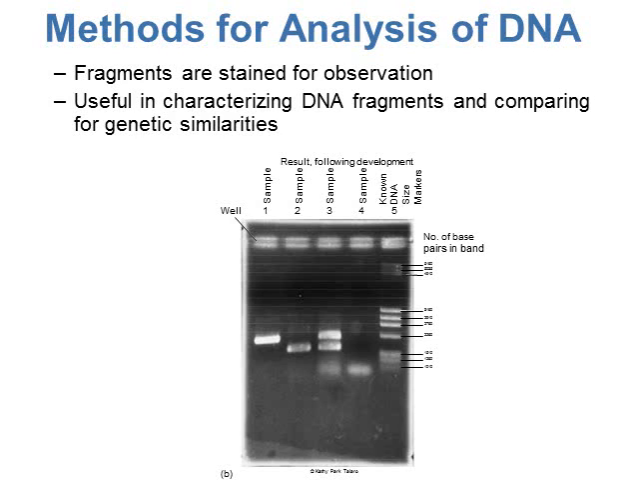Then once you run this gel, it's generally about 40 minutes, all of your pieces of DNA are going to separate out. And we can't see these DNA samples with just our eyes, so we have to stain the fragments so we can actually observe them. This method is useful in characterizing DNA fragments and comparing for genetic similarities. So we'll get into this more later.